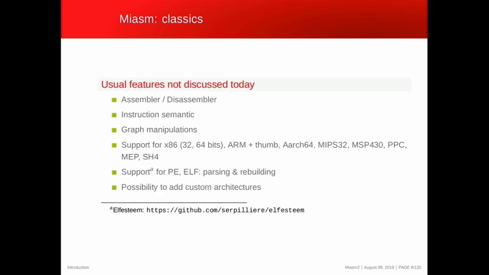So, first the basic stuff. Miasm has its own assembler and disassembler engine, and it can manipulate x86, ARM, MIPS, etc. architectures. It can support ELF or portable executable or raw native bytecode. We can add some custom architectures. Maybe a mad guy here did that, and he will present it, I think, this afternoon.